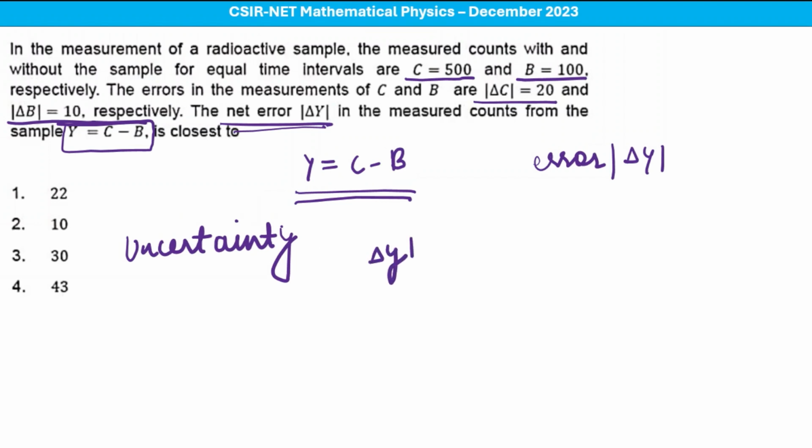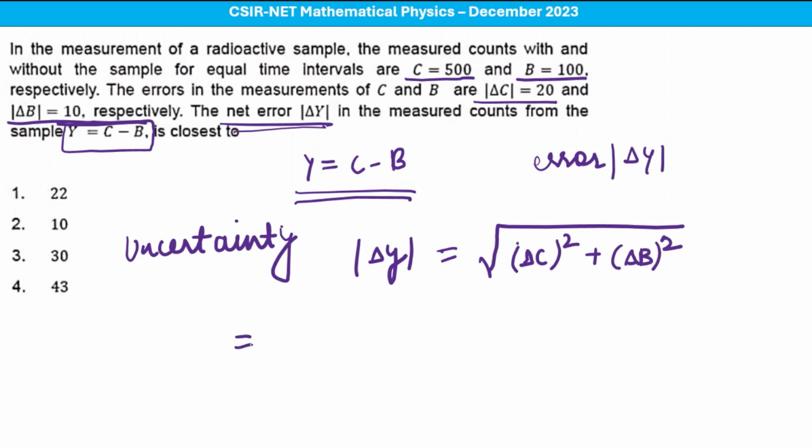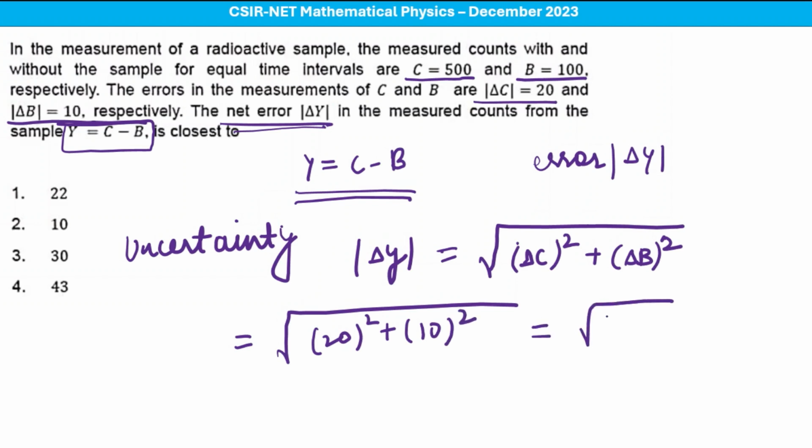So the uncertainty for this Y equals C minus B is given as delta Y equals under root delta C square plus delta B square. Put in the values which are given in the question: 20 square plus 10 square, it will be under root 500, and I think 22 square is 484, so it will be closest to 22. So the answer is 22.